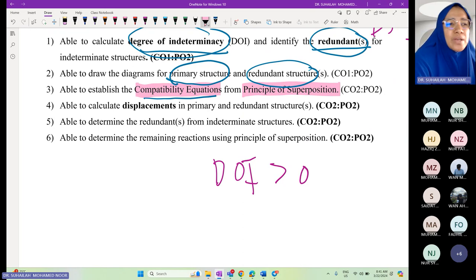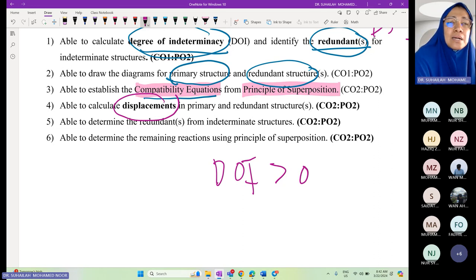After the compatibility equation, the next keyword is displacement. Displacement is the next keyword. Itu je. So once dah dapat displacement, kita akan substitute dalam compatibility equation. Nanti lepas tu solve dapat redundant. Lepas tu solve lagi dapat remaining reaction. So kena remember tujuan asal.